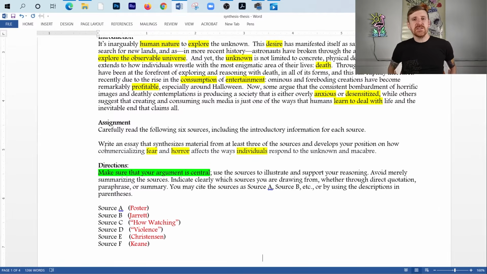So the assignment says to write an essay that synthesizes material from at least 3 of the sources and develops your position on how commercializing fear and horror affects the ways individuals respond to the unknown and the macabre. Okay, so that's what we're going to do.